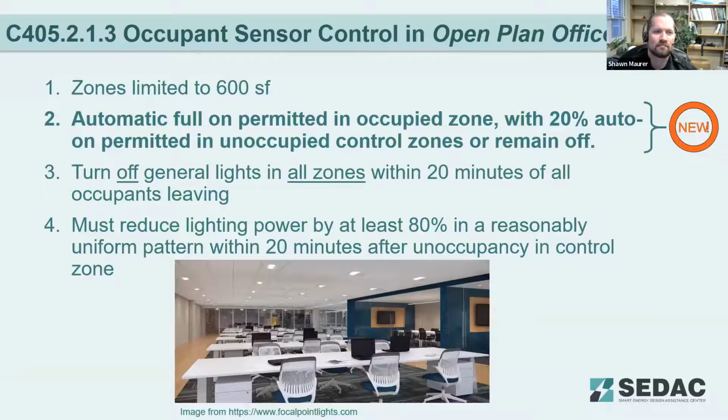What's been added here is that automatic full-on control is permitted within individual 600 square foot control zones. And then the other unoccupied control zones can turn on to 20% lighting power or remain off. So that's been added into this section here. There was a bullet point about daylighting controls and how the occupancy control should not be overridden by the daylighting controls. That's been moved to the daylighting section. Kind of makes sense that the daylighting control should be in the daylighting section. So the requirement is still there. It hasn't been removed. It's just moved to another section of the energy code.